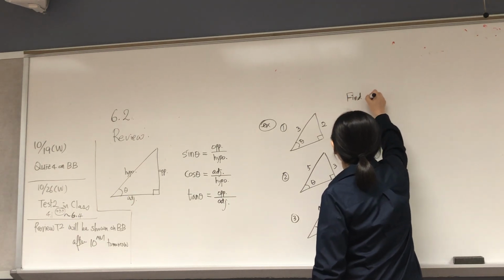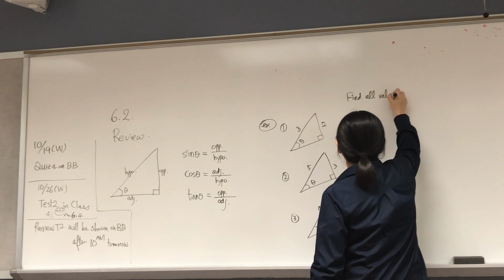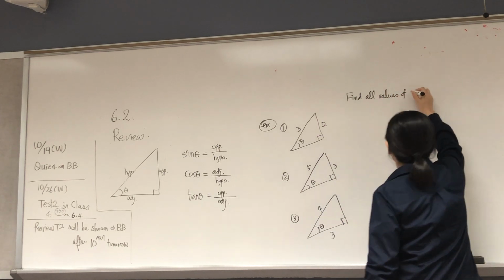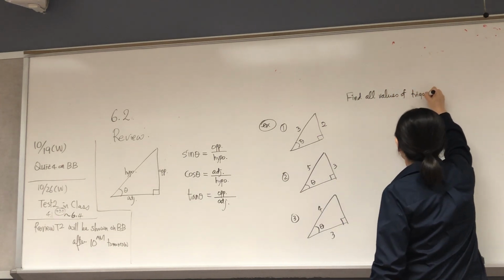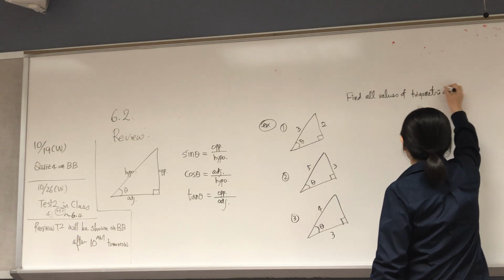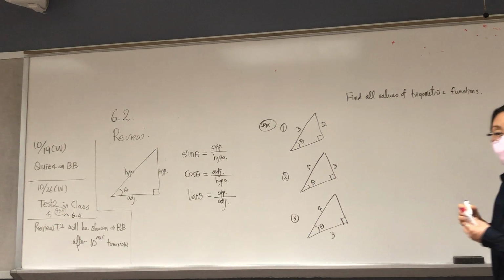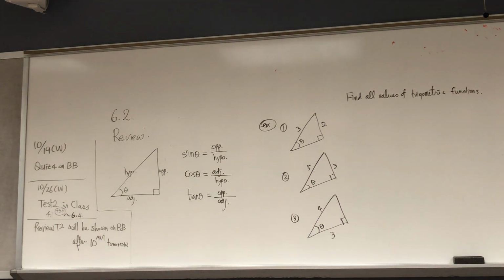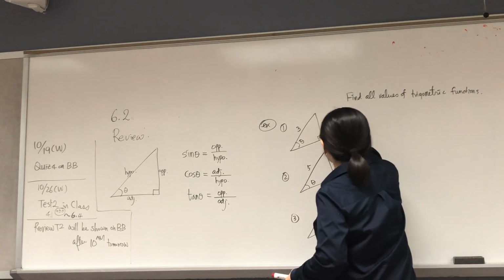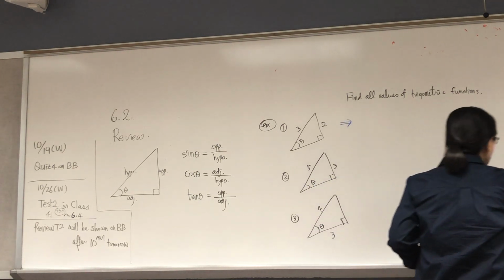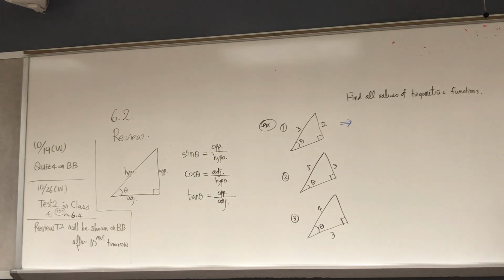Find all values of the trigonometric functions. It means what? Find the value of cosine, sine, tangent, cotangent, cosecant, secant. Yes? Go. So, first example. What do you need to do first to answer for that?